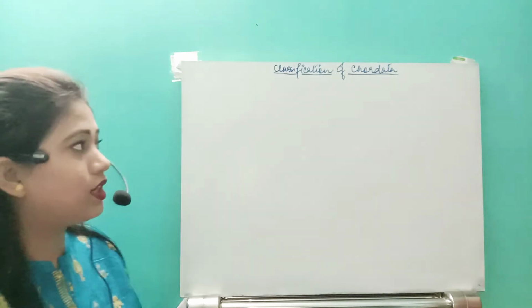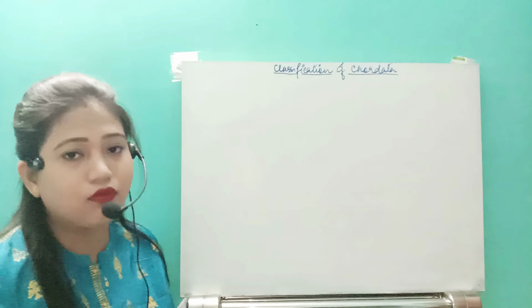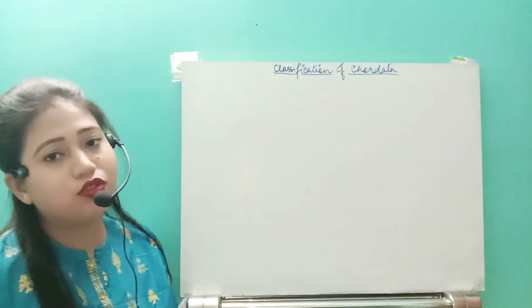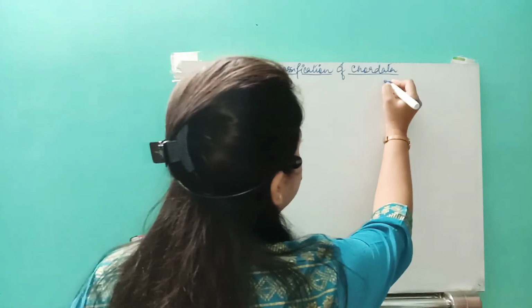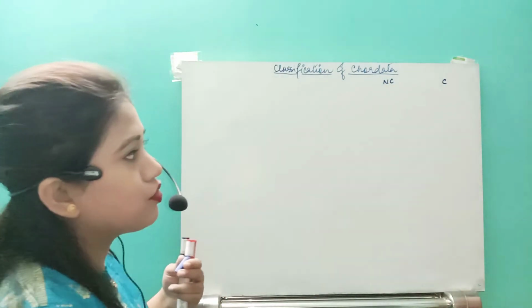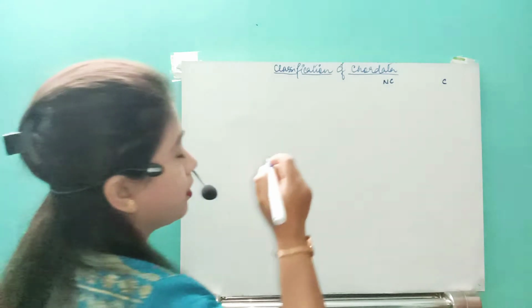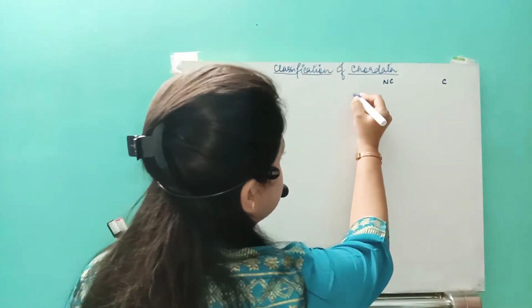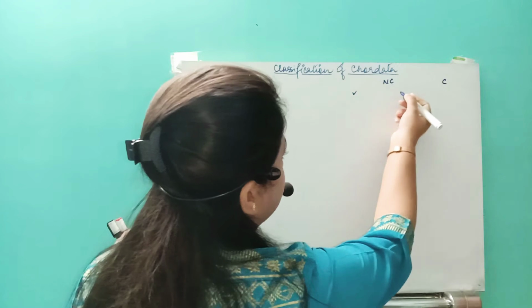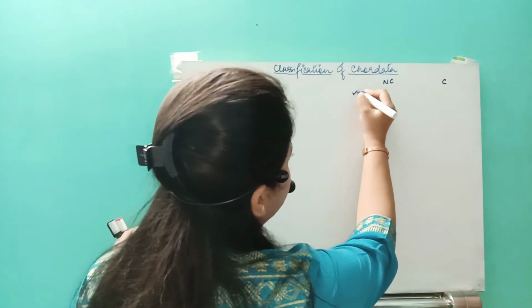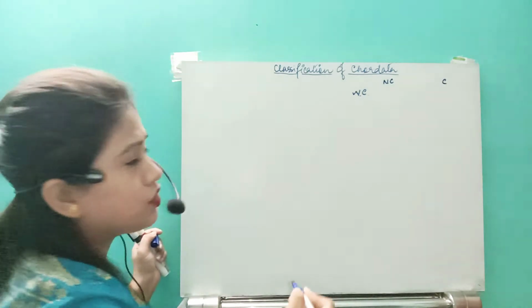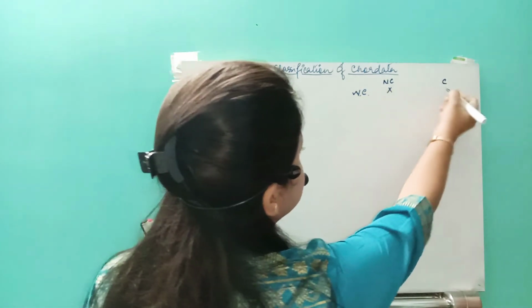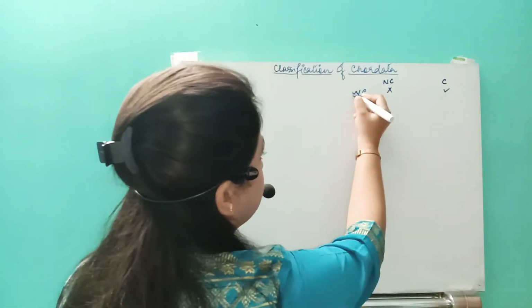So first of all, in that classification, let me tell you what are the differences between the non-chordates and the chordates. I will write here non-chordate and here chordate. In case of the notochord, this notochord is not present in the non-chordates, and in chordates it is present.